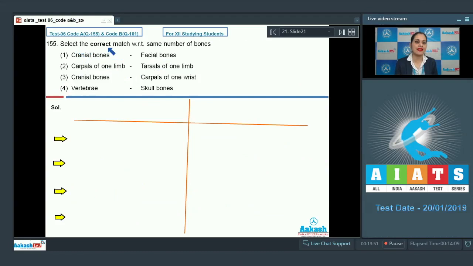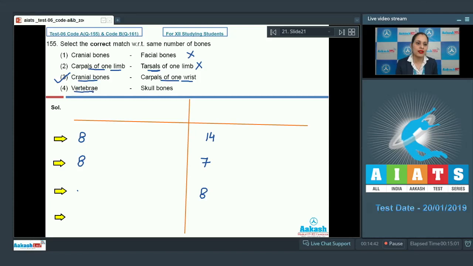Question number 155. Select the correct match with respect to same number of bones. The very first option is cranial bones and the match given is facial bones. We know that cranial bones are 8 in number whereas facial bones are 14 in number. So this is an incorrect match. The next option is carpals of one limb and tarsals of one limb. Carpals are 8 in number in one limb whereas tarsals are 7 in number in one limb. So this is also an incorrect match. The next match given is cranial bones and carpals of one wrist. Cranial bones, which are 8 in number, are equal to the number of carpals of one wrist, which are also 8 in number. So this is a correct match and is the correct answer to our question.